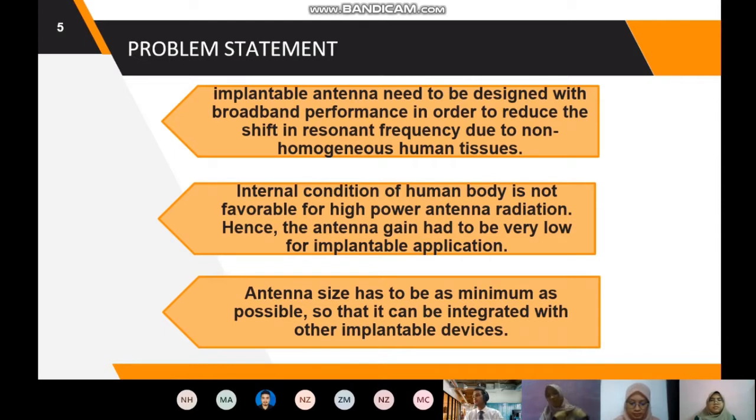And then the internal condition of the human body is not favorable for high power antenna radiation. Hence, the antenna gain has to be very low for implantable applications. Antenna size has to be as minimal as possible so that it can be integrated with other implantable devices like a pacemaker.